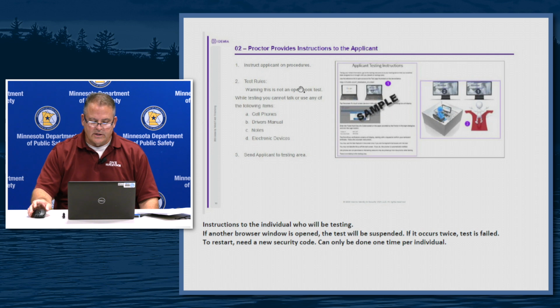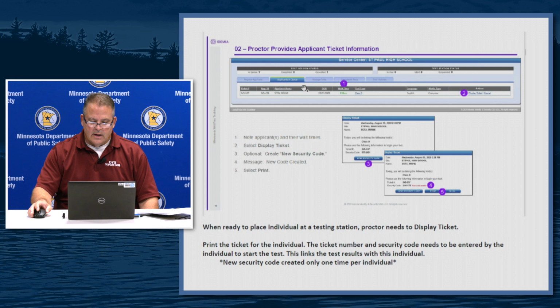You will also give instructions to the individual who will be testing. If another browser window is open, the test will be suspended. If this occurs twice, the test is failed. To restart the test, the applicant will need a new security code, and this can only be done one time per individual. And this is where you will create the new tests and request the new security code for the student to take the test.